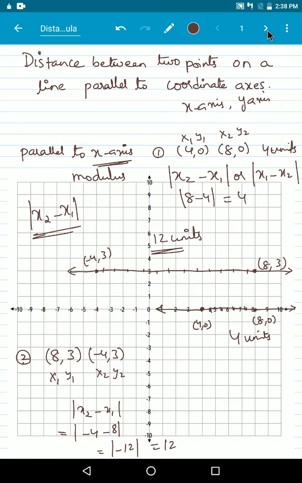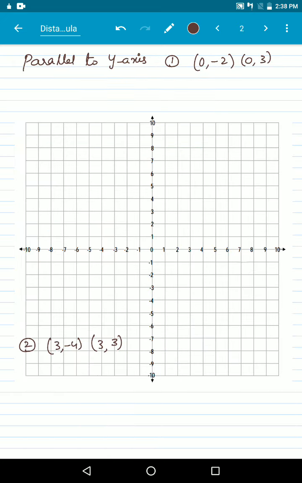Now what if the points are lying on a line which is parallel to the y-axis? Let us plot this. 0 comma minus 2, see, this is 0 comma minus 2, let this be point A, and 0 comma 3, this is point B. Now what is the distance? Just count the boxes: 1 2 3 4 5. The distance between these 2 points is 5 units, right?